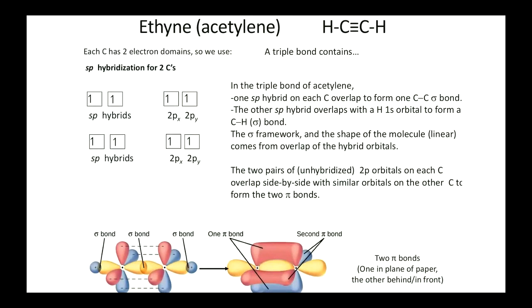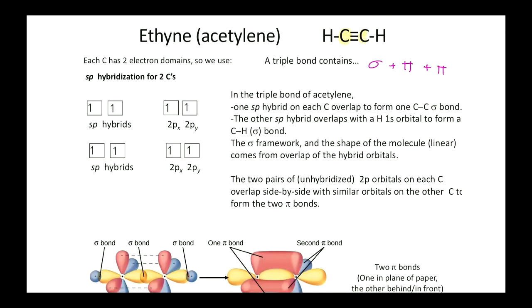Acetylene. So a carbon-carbon triple bond. So a triple bond has how many components? It has a sigma, a pi, and another pi. So let's study it. Each of these carbons has how many electron domains? In a carbon-carbon triple bond, it has 2 electron domains. So what's the hybridization of each of those carbons? sp, yes, and that's what I have down here. So there's one carbon, there's another carbon. Both of them are sp hybridized.